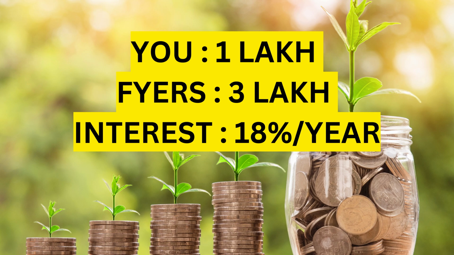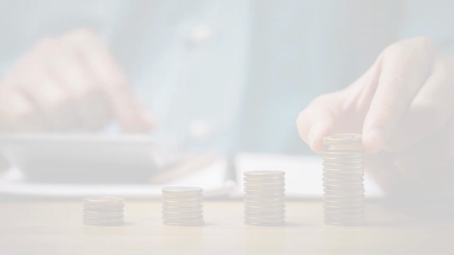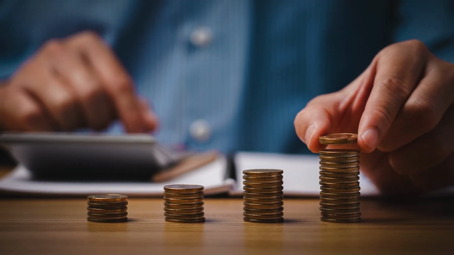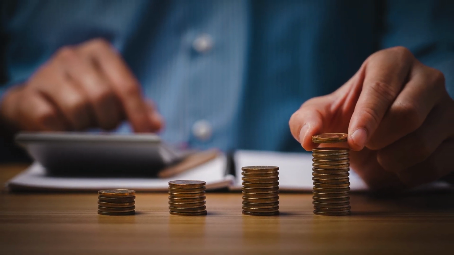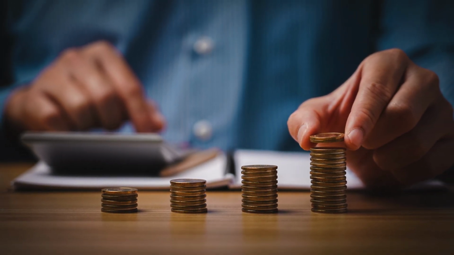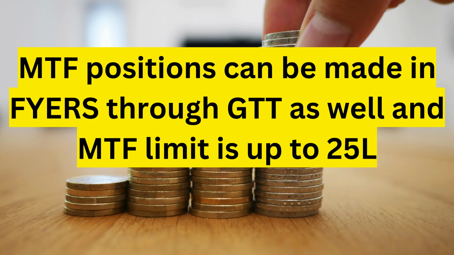The interest will be charged on the borrowed amount of 3 lakhs at 18% per annum, which translates to 50 rupees per lakh per day. The interest on the margin trading facility funding will be levied from settlement to settlement. MTF positions can be made in FYERS through GTT, and the MTF limit is up to 25 lakhs. The margin trading facility positions can be tracked in the positions tab.